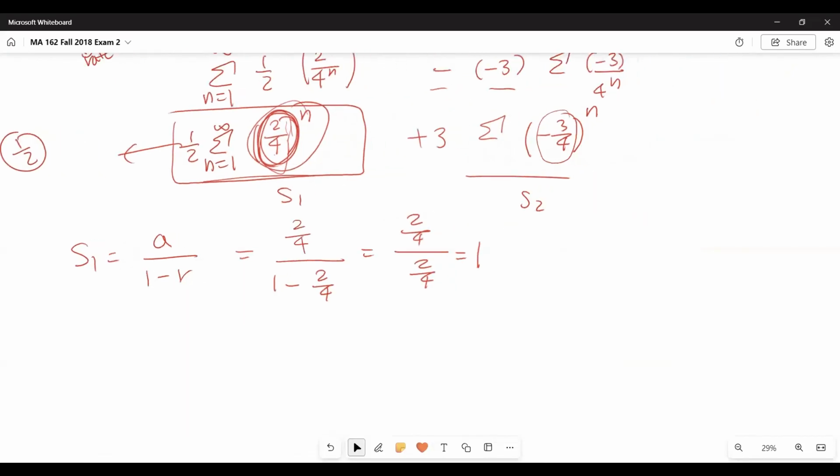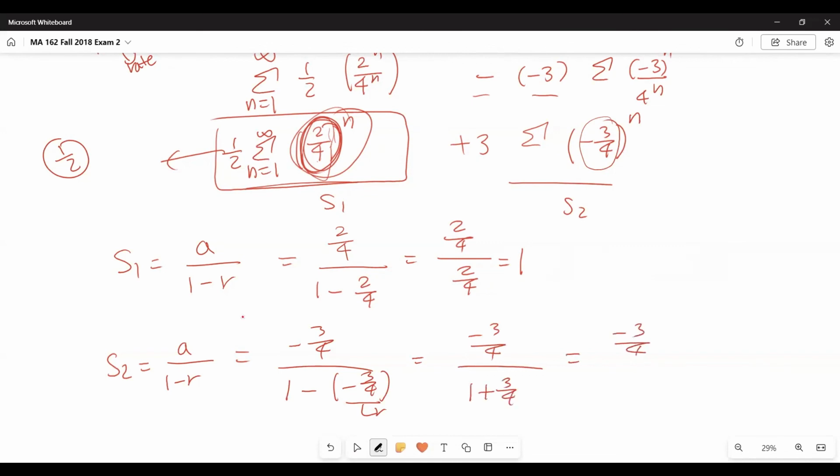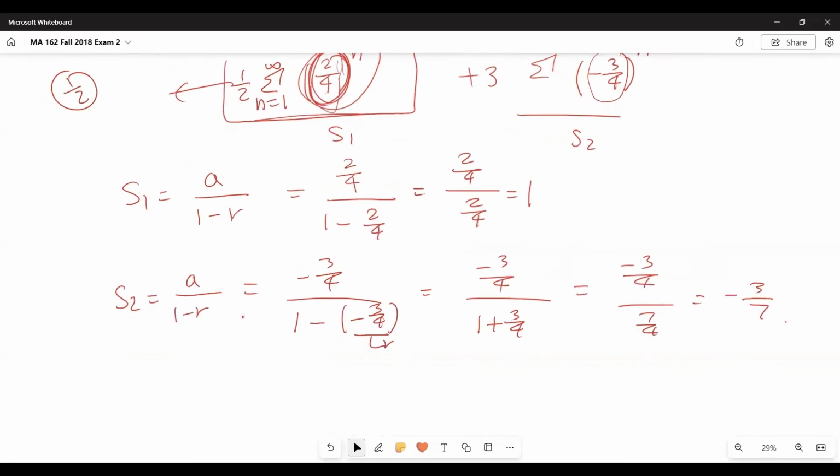And then our s2 value is a over 1 minus r. So negative 3 over 4 to the first power is just negative 3 over 4, and then 1 minus the rate, which is 1 plus 3 over 4. So negative 3 over 4 over 7 over 4, which is negative 3 over 7. And we have 3 in front of it, so 3 times negative 3 over 7 becomes negative 9 over 7.